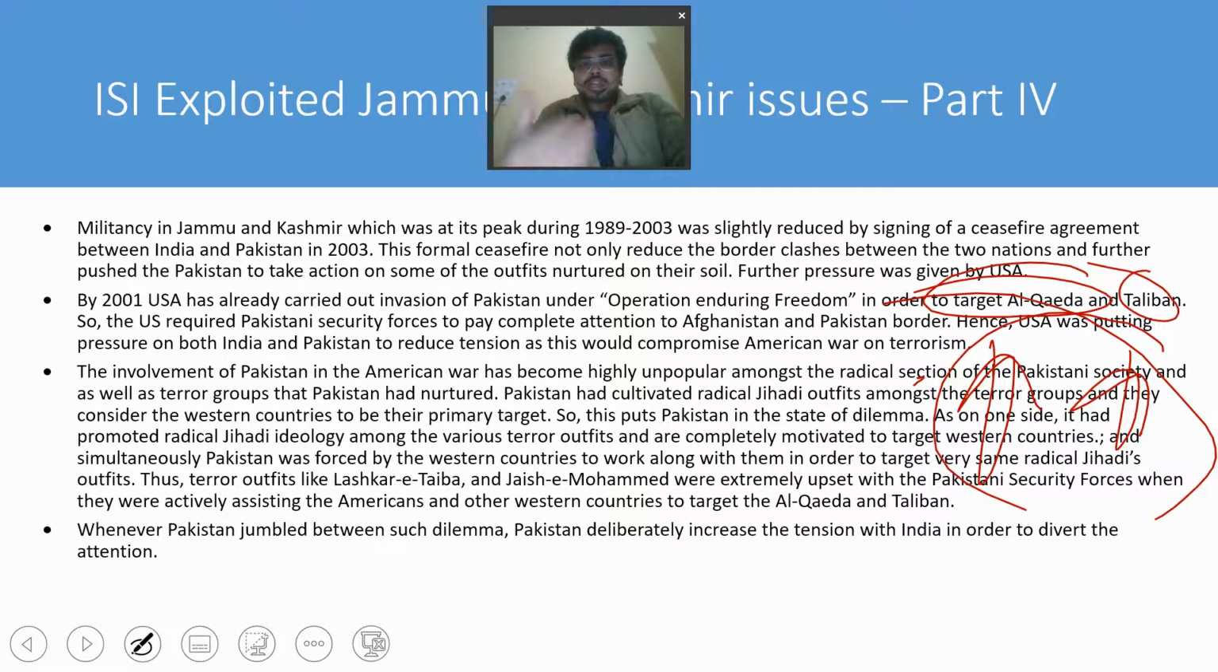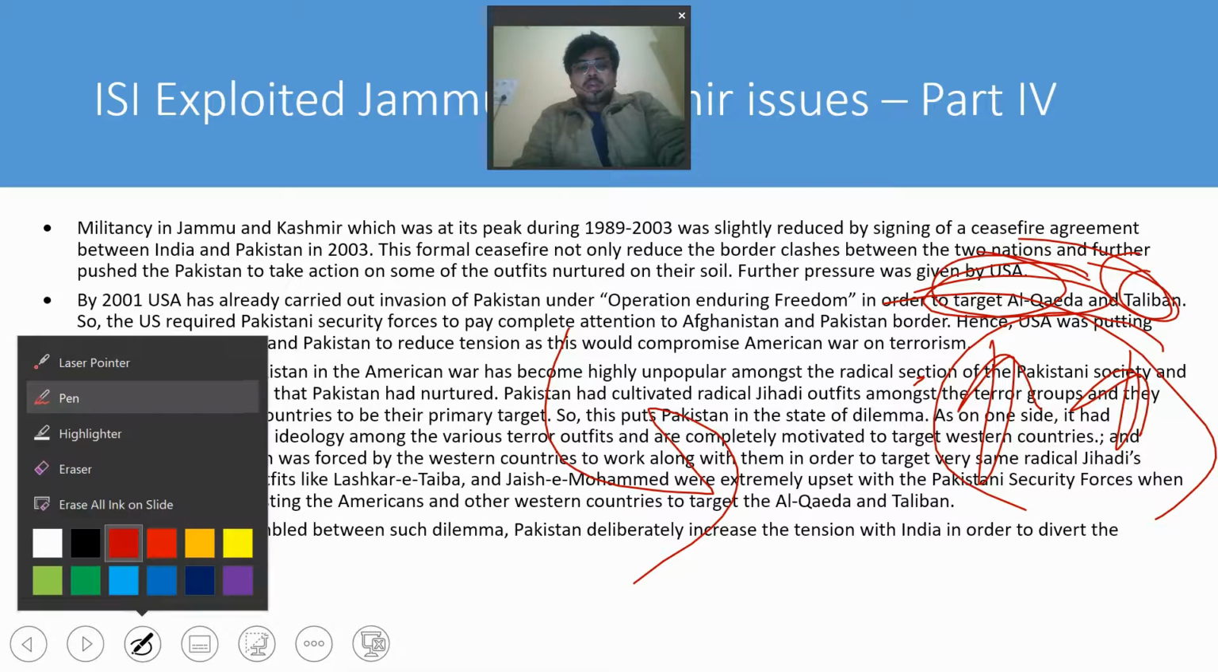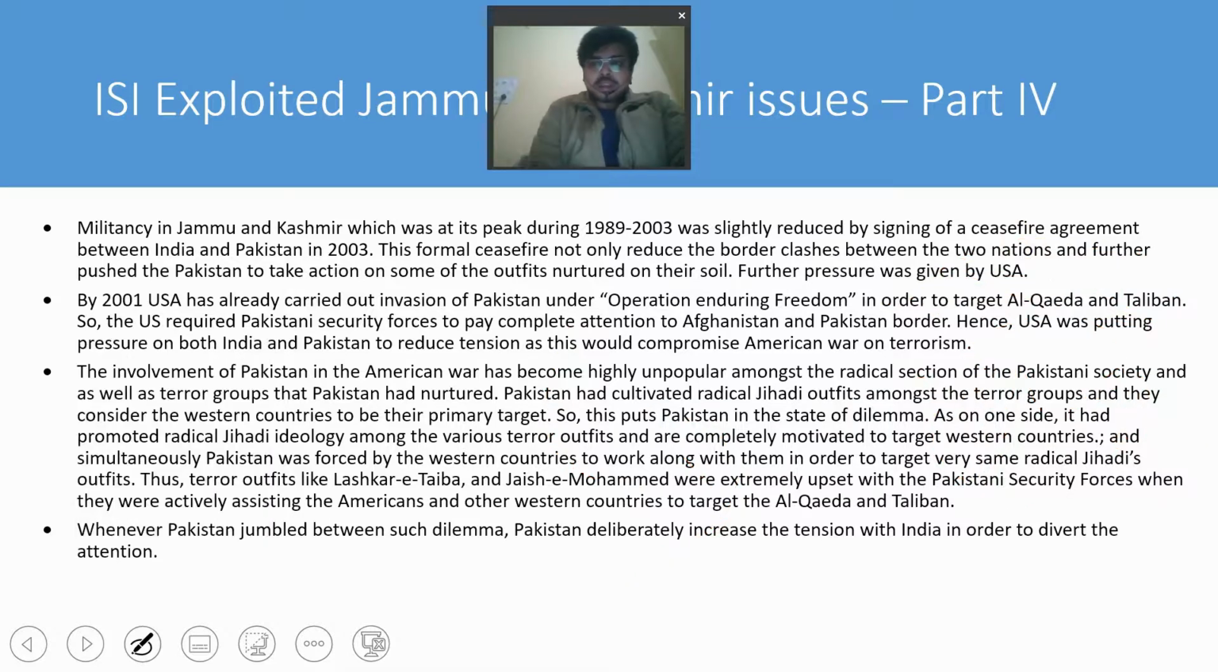Now whenever the tension used to emerge, what Pakistan used to do is attack India. Those insurgents, the violation of the ceasefire agreement, Pakistan used to do. Why? To divert the attention of the international forum to India from Al-Qaeda and the Taliban, to save Al-Qaeda and the Taliban. This was the strategy of Pakistan. See, I will explain again.